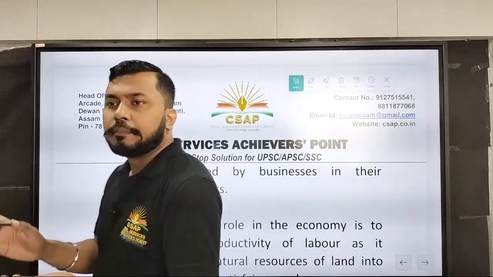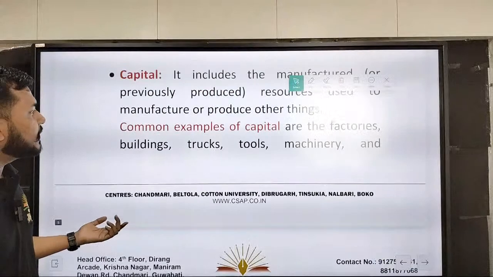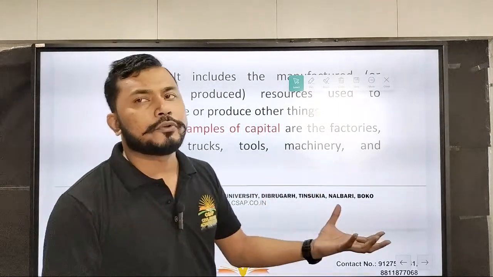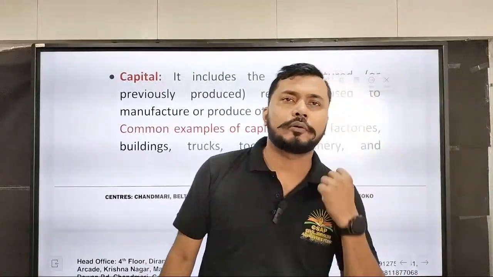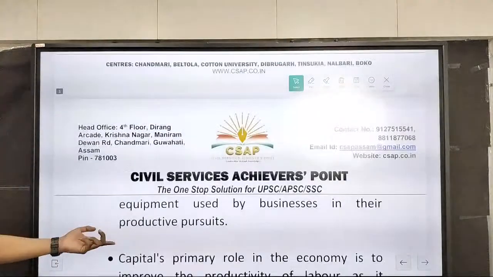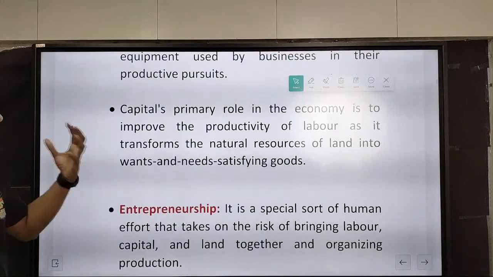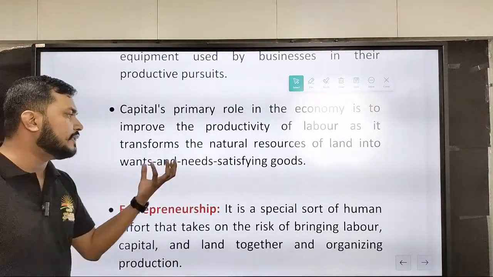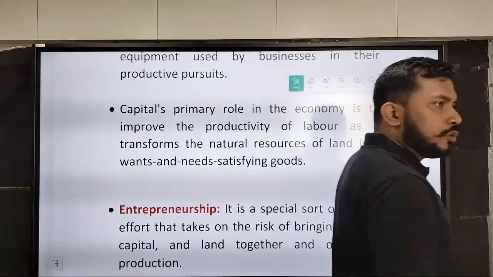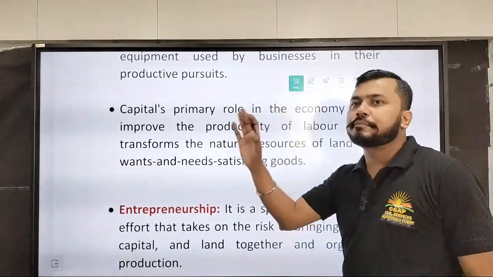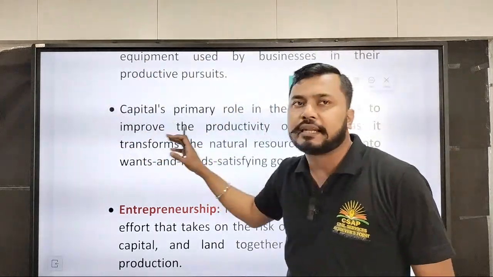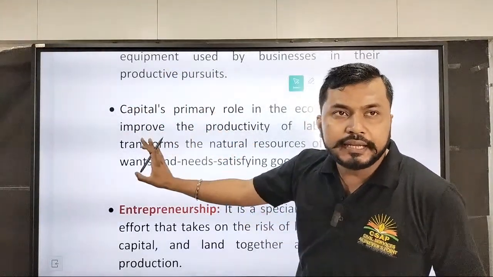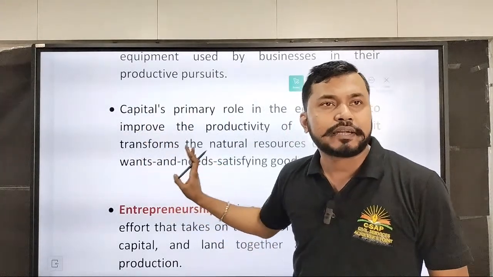Because without this capital, it would have been difficult to create factories, it would have been difficult to create products within the purview of macroeconomics. So capital's primary role in the economy is to improve the productivity of labor as it transforms the natural resources of land into goods that satisfy wants and needs. For the resources we have, to better them, we have to increase the capital. Without capital and its primary role, it would have been difficult to maintain everything that we basically want in a respective economy.